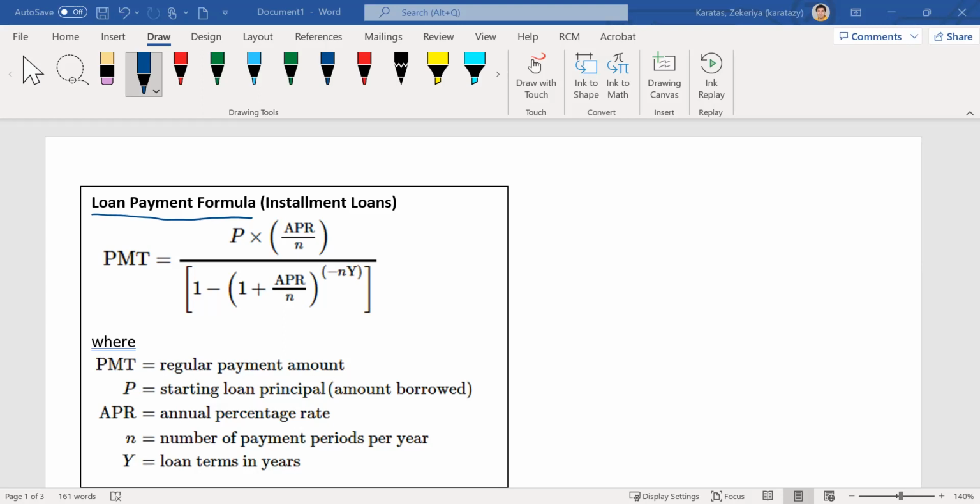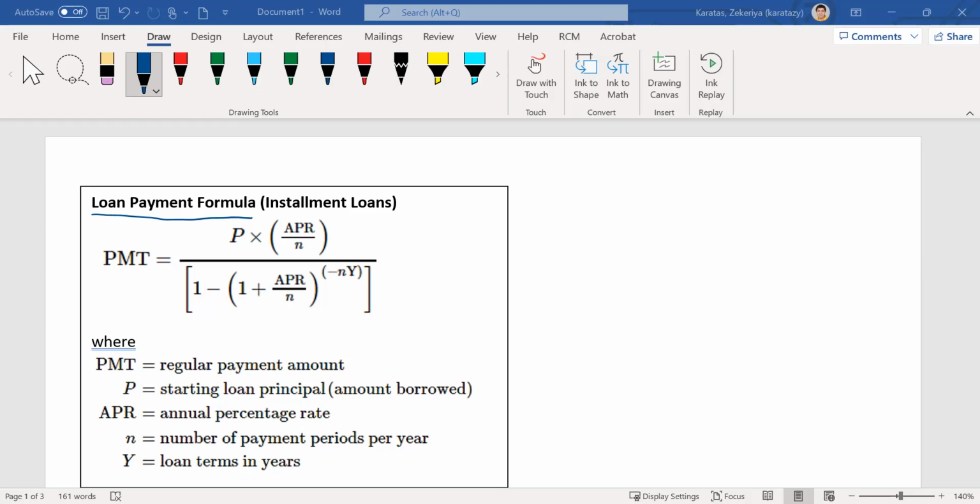In this video, I'm going to go over the loan payment formula. Basically, we're going to go over loans. When you borrow money, how do you determine monthly payments? So we have some terms in here.